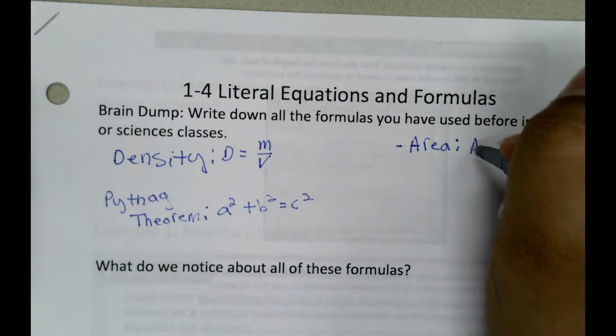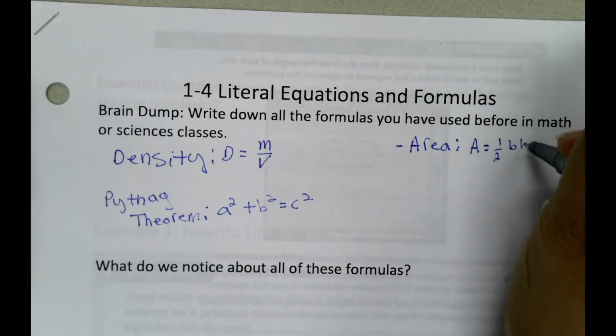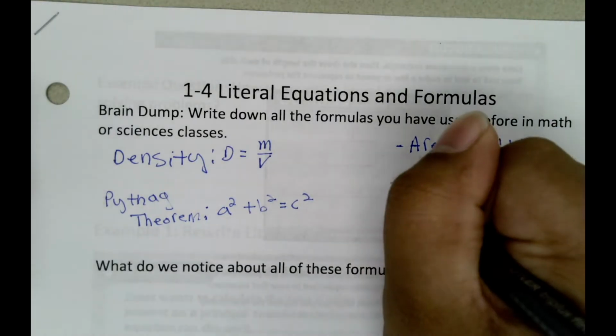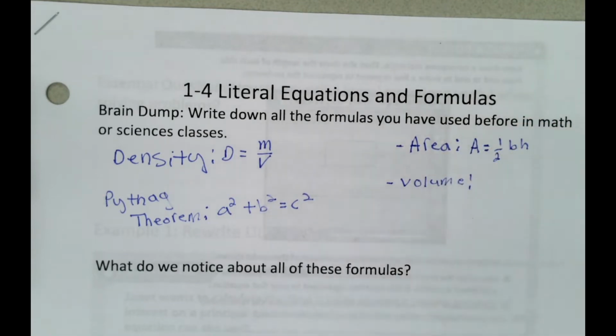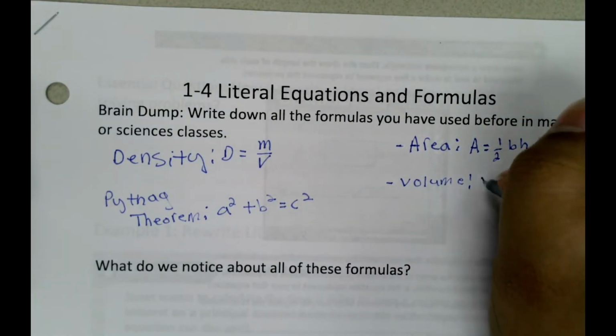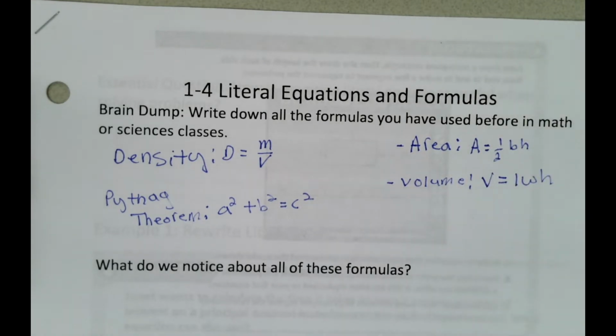And then, of course, we have a volume formula: V equals length times width times height. There are also a ton of volume formulas. I'm sure there are a ton more you can think of that we've used before, but those are just a couple that we discussed in class. So take a look at those formulas and tell me, what do you notice about all of them?